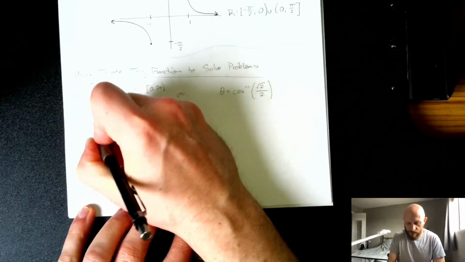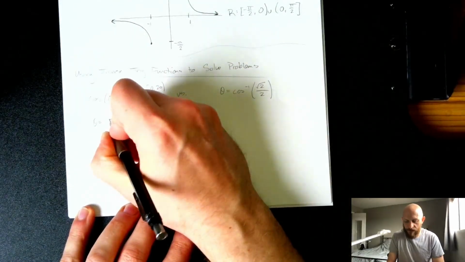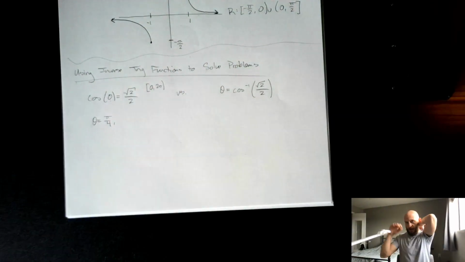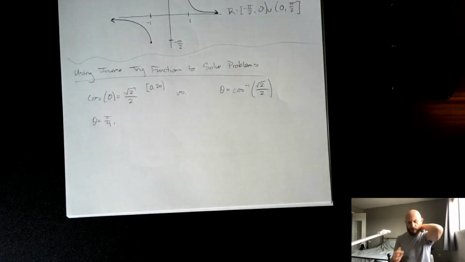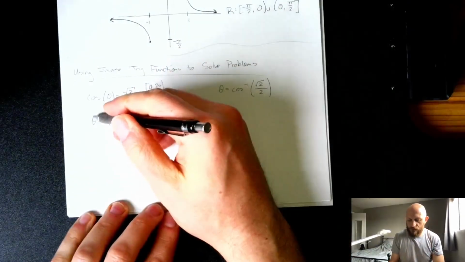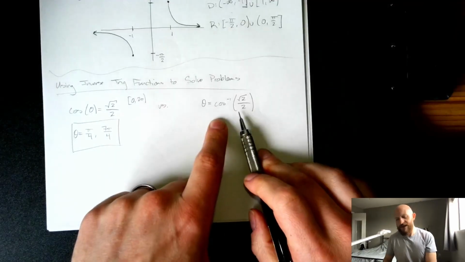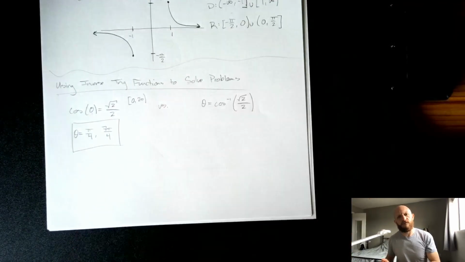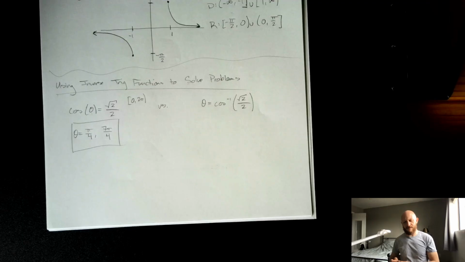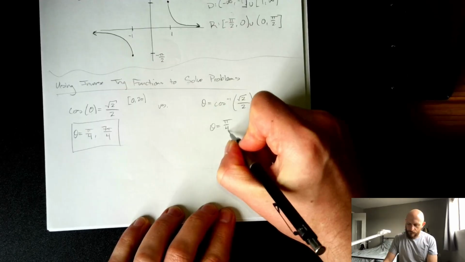Well, cosine theta equals root 2 over 2 at theta equals pi over 4, and also, on 0 to 2 pi, at 2 pi minus pi over 4, so 7 pi over 4. Those are the solutions to that. What are the solutions to this? Theta equals cosine inverse of root 2 over 2. The solutions are still related. The solution to that is theta equals pi over 4.